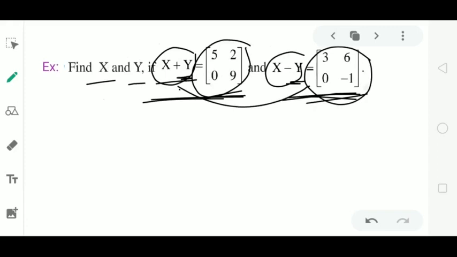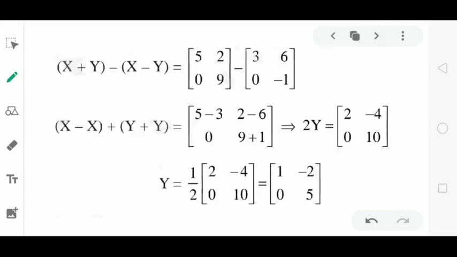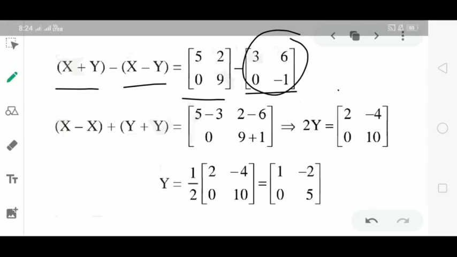Next, to find matrix Y, you can substitute matrix X in any of these equations, or again you can solve these equations to find matrix Y. Now observe here, I have solved the two equations to find the matrix Y. That is, I have taken X plus Y minus X minus Y. Here, subtraction of X minus Y from the matrix X plus Y.